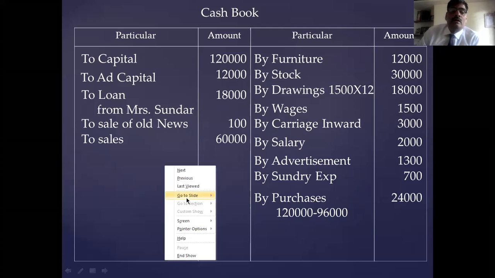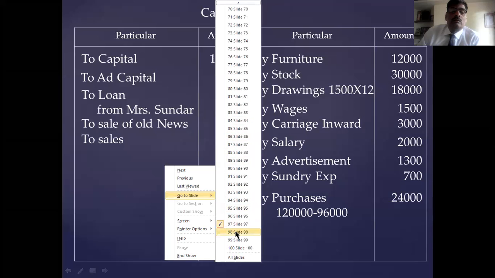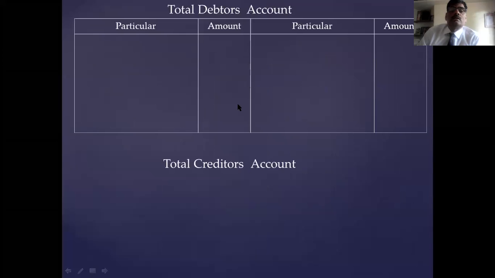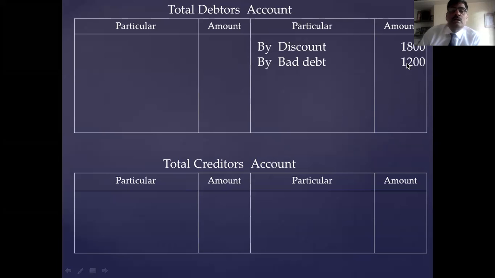Next, I will take the debtors account and creditors account. I will prepare the debtors account and creditors account. This is debtors account, this is creditors account, and I'll start from the first. In the starting, balances are there. Then the first item in the transaction is discount. Discount allowed, 1800, debtors account credit side. The next is bad debt. Bad debt 1200 in the credit side of debtors account.